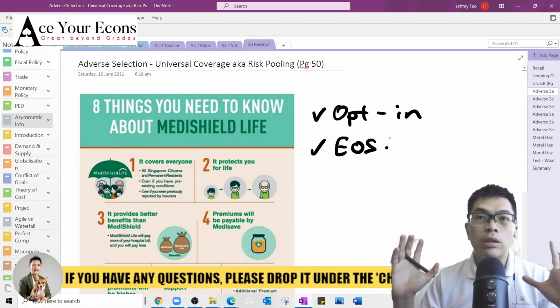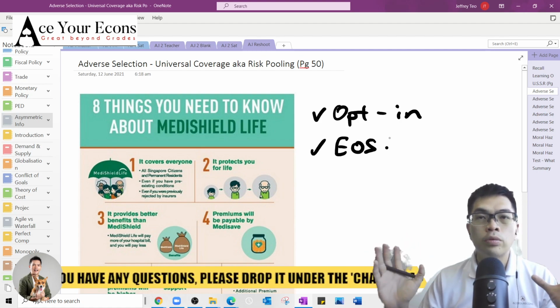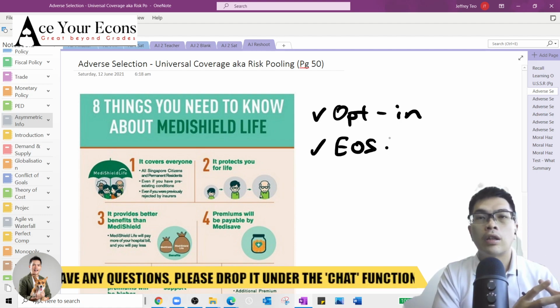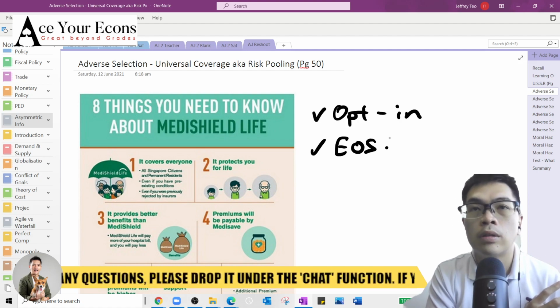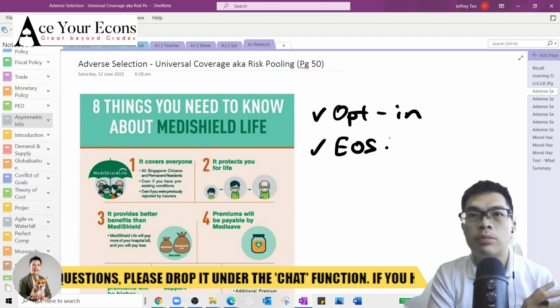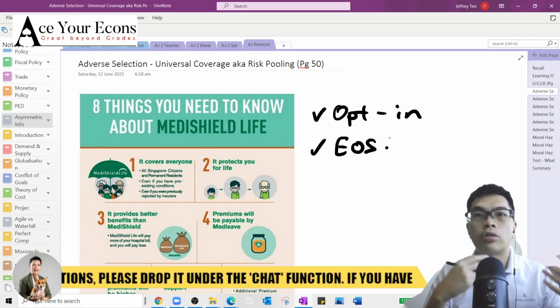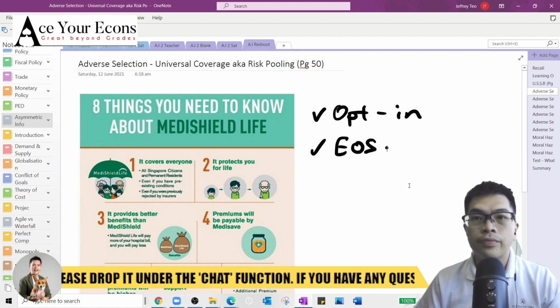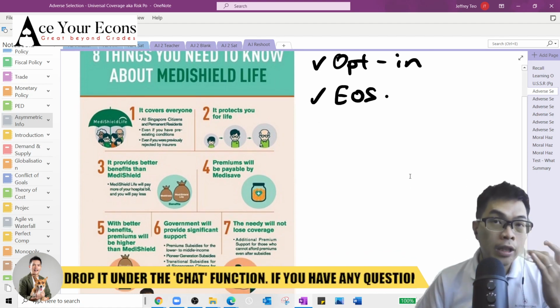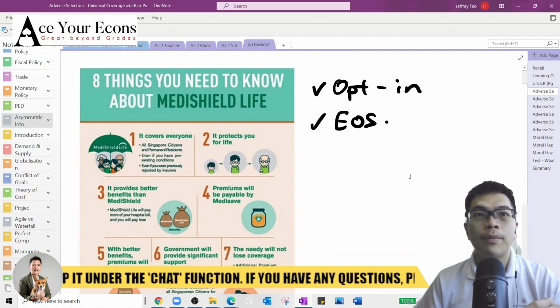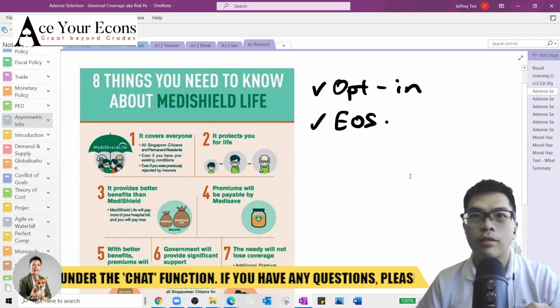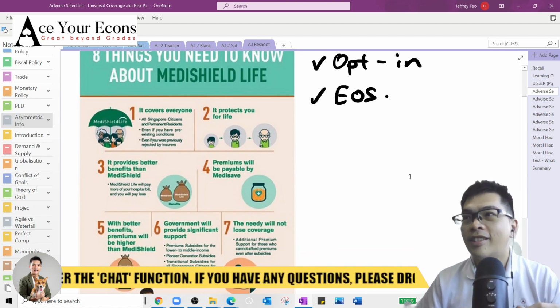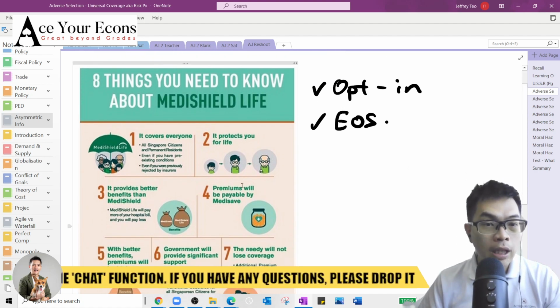But if the insurance pool is adversely selected with a small group of unhealthy people, not only can you not reap economies of scale, but you are going to drive up your production costs. So far, so good. In a nutshell, this is something like the army. You don't get to choose, right? You have to go. The example that I used was MediShield.